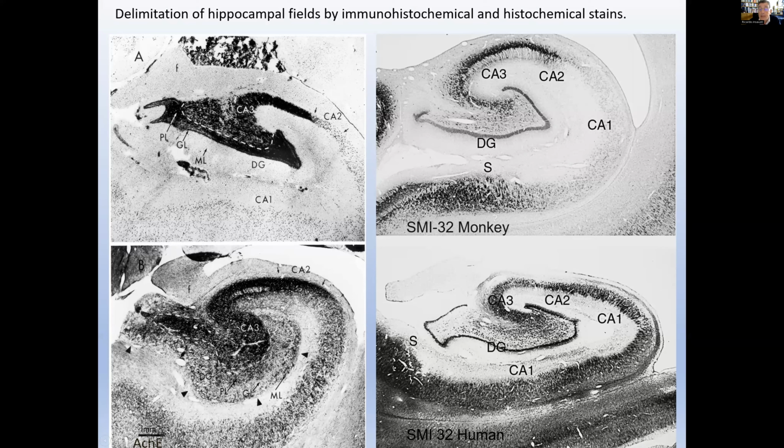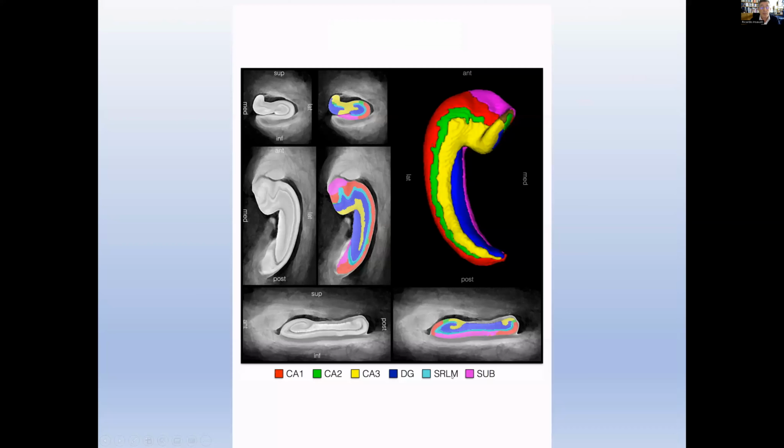And this is the SMI32 in human. You can see the difference. CA2 and CA1 is not stained in the monkey, but it's continuous in the human. So those are differences in the expression. Obviously, this has been worked on in gene expression ultimately, but we don't know almost anything on the expression in the human CA2.